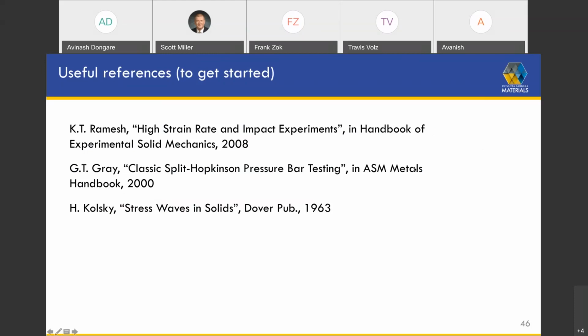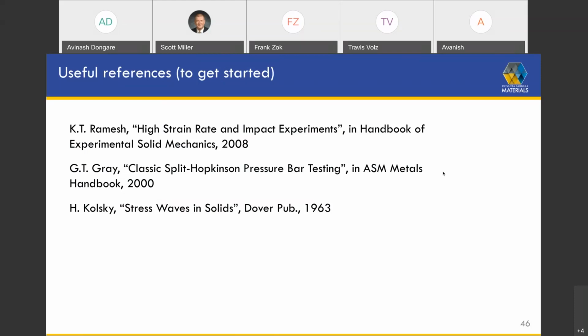There is another one which is more focused, more specifically on the split Hopkinson or the Kolsky bar test. That's by Rusty Gray, and that appeared as a chapter in the ASM Metals Handbook about 20 years ago. It too covers many of the basics, the basic mechanics, gives pretty concise derivations for the various relationships between stresses, strains, strain rates, and so on. And it talks about some of the practical issues associated with testing.